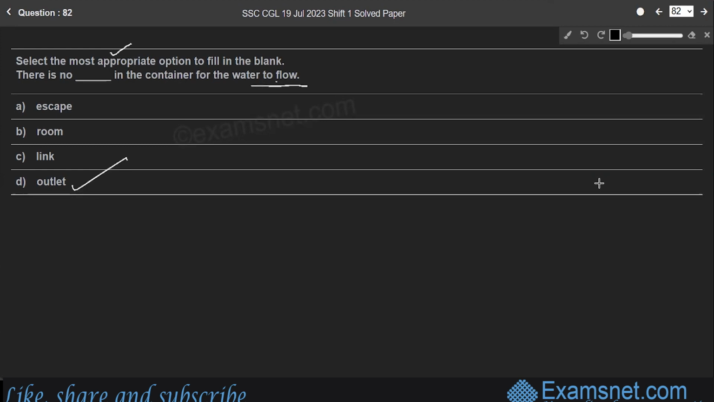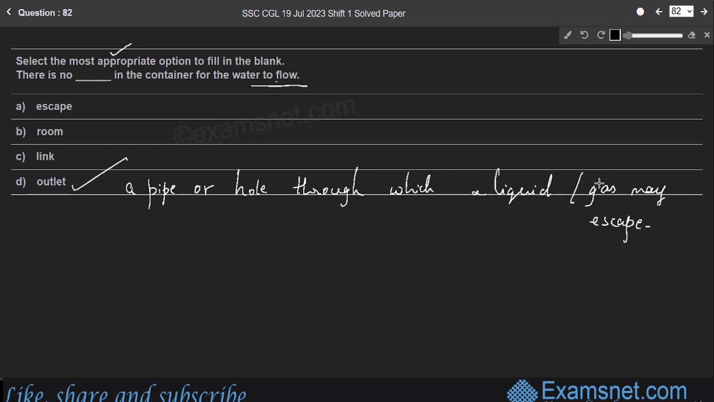may escape, right? So a pipe or a hole through which a liquid or gas may escape. Therefore, for the given sentence, there is no outlet is the correct word, right? Outlet in the container for the water to flow. So option D is the right answer.